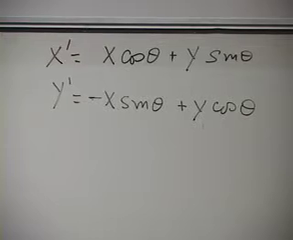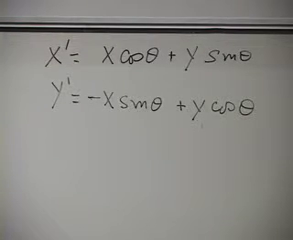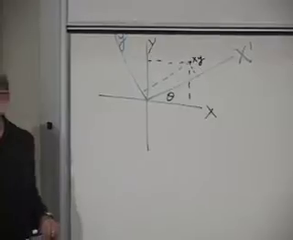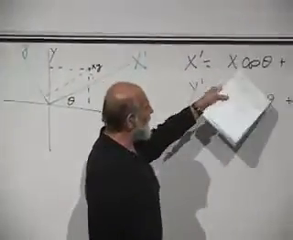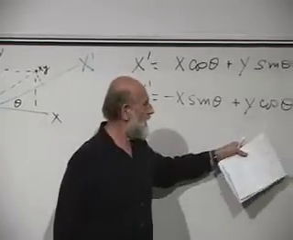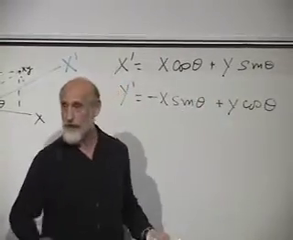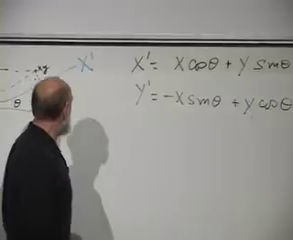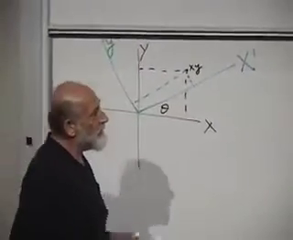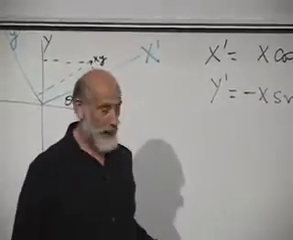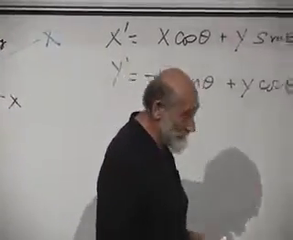There's another way to correct for it. Just call this angle minus theta. That would also do the trick, because cosine of minus theta is the same as cosine of theta, and sine changes sign when you change theta to minus theta. So if instead of calling this angle theta, I called it minus theta, then my previous formulas would be right. It's true, but it's an excuse.